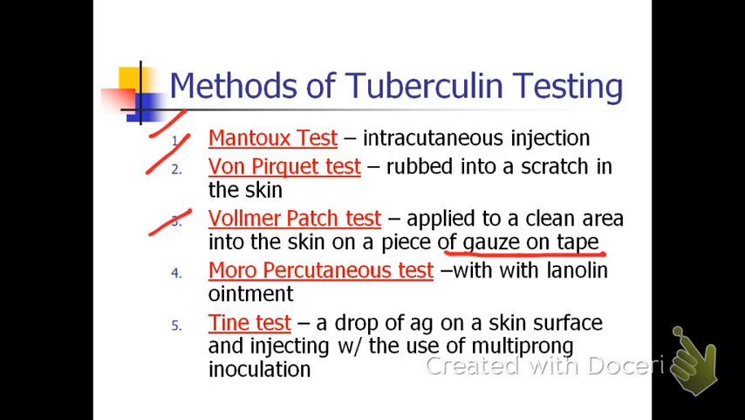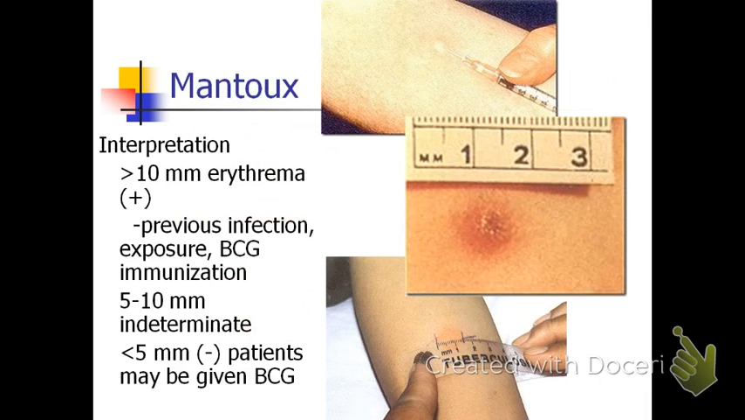Sometimes you could place the PPD together with an ointment, and then we rub it into the skin of the patient. We call it the percutaneous test or tine test. The tine test utilizes a multi-prong inoculation, which I will show you later on. So this is the Mantoux test.